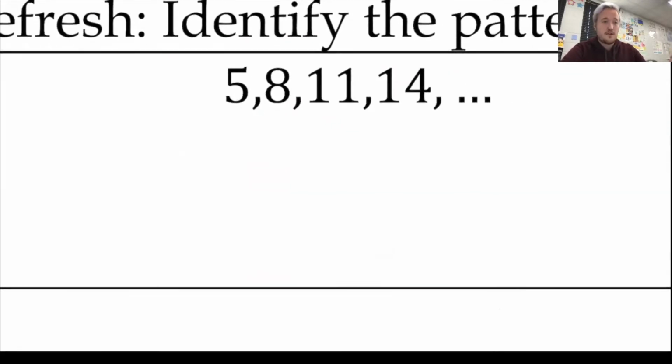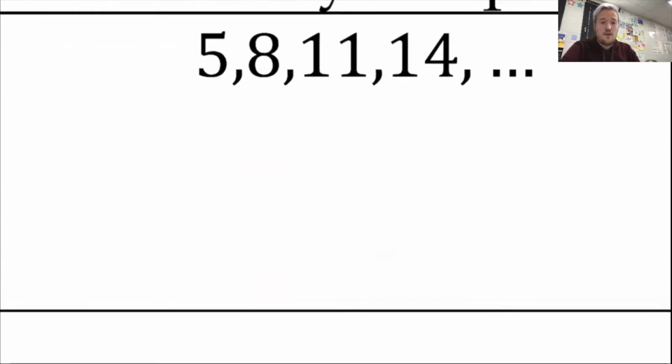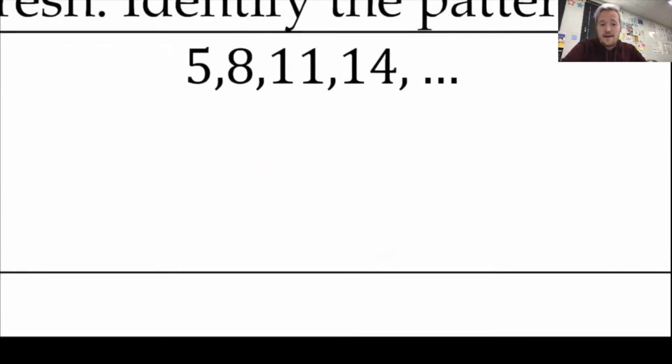Remember, a sequence is just a string of numbers that are put together, and we're going to look for the pattern. So if I'm going from 5 to 8 to 11 to 14, you want to look for a consistent pattern that's happening between every single number. You don't want to do plus 3, times 3, plus 4, times 4, something like that. You want to have a consistent addition or consistent multiplication.